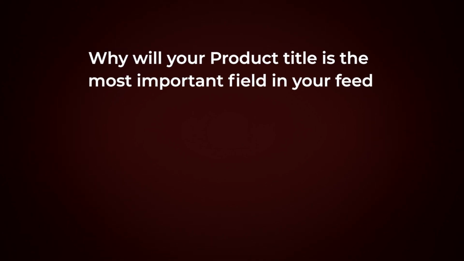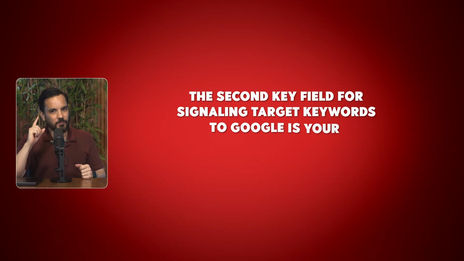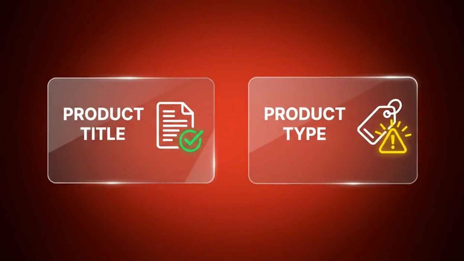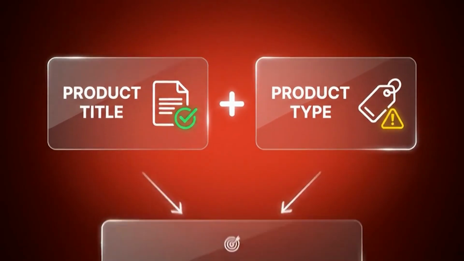Now, one thing you should know is while your product title is the most important field in your feed for telling Google which keywords you want to target, there is another field in your feed that comes second place and is also important for telling Google what keywords you want. And that other field is called your product type. Getting your product type correct also tells Google a lot about which keywords you want to be showing up for.